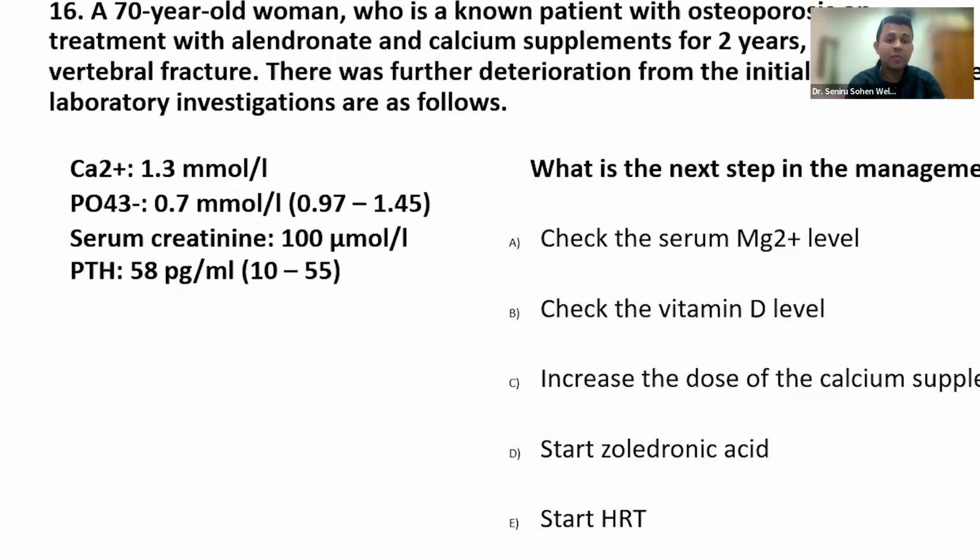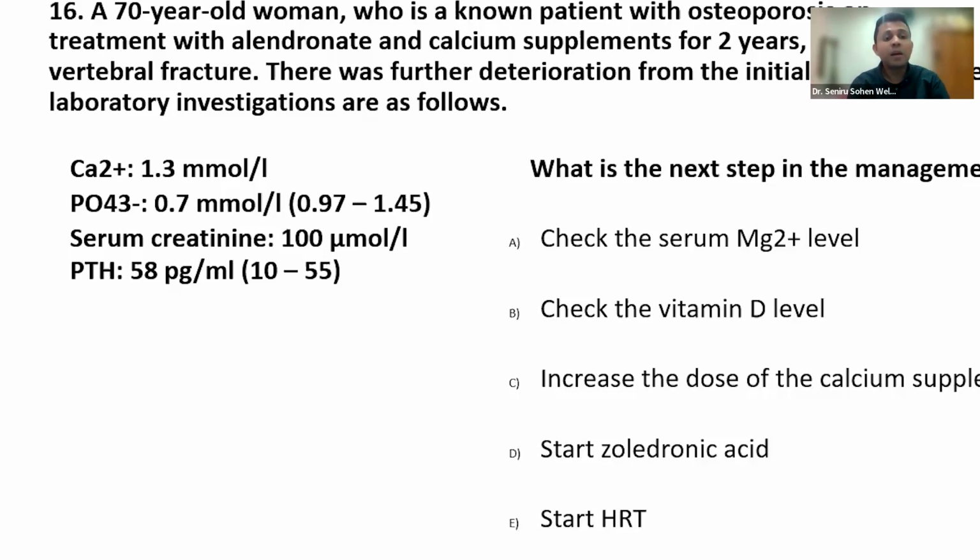The laboratory investigations are as follows. Calcium is 1.3, that is low. Phosphate is 0.7, that is low. So both calcium and phosphate are low. Serum creatinine is 100, that is normal. PTH is 58, that is mildly elevated. So the patient has some form of hyperparathyroidism. Whether this is primary, secondary, or tertiary is what we have to determine here.